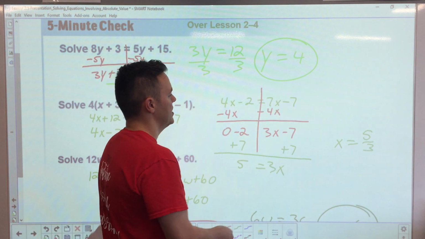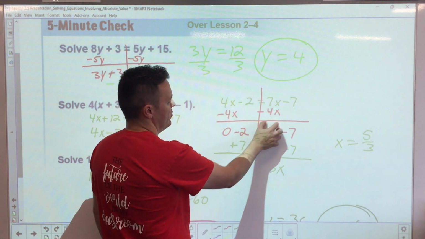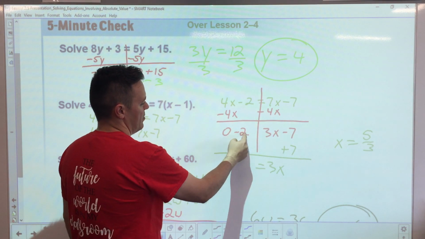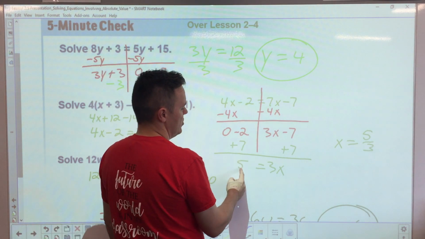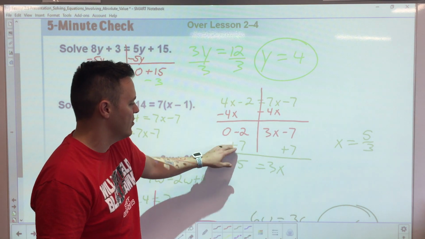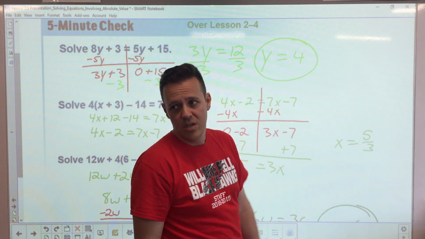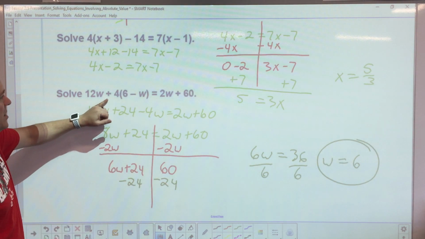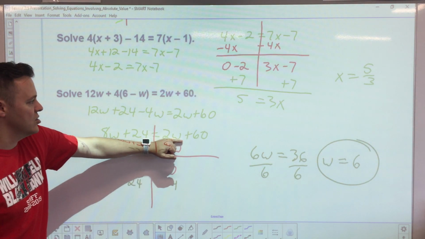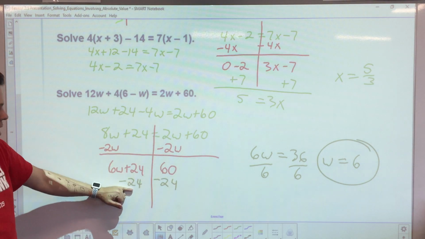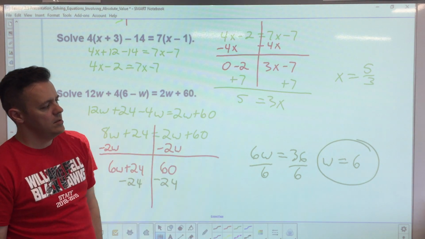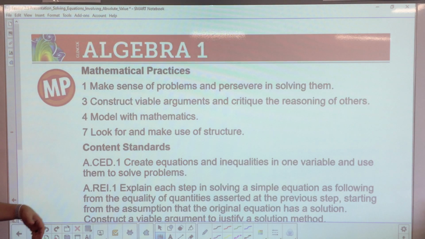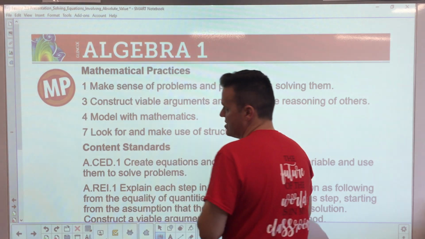So draw the line down the middle and start working from the variable first. Move it to that side, the 4x. So you'd have 3x minus 7, 0 minus 2. Okay, then when you simplify it, move the 7 over to here. 5 equals 3x. You solve it up, you get x equals 5 over 3. And then last but certainly not least, distribute and then combine the like terms here. Split the wall. W equals 6.